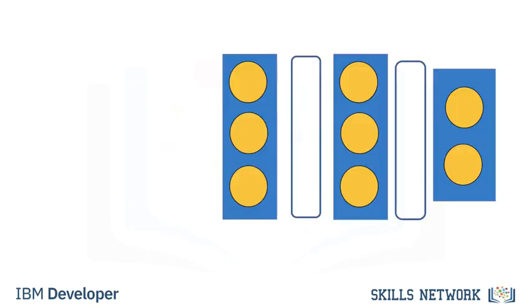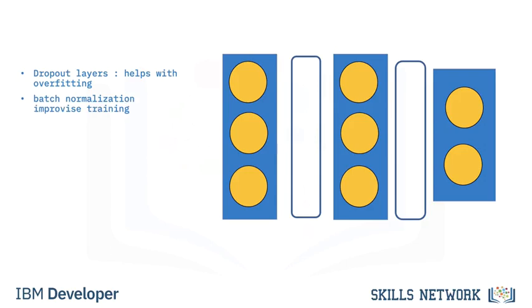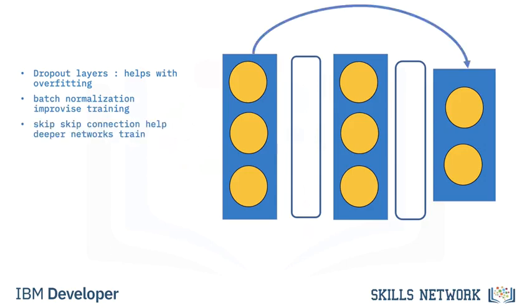Networks have layers that help with training. We will skip the details, but some methods like dropout prevent overfitting. Batch normalization helps with training. Skip connections allow you to train deeper networks by connecting deeper layers during training.